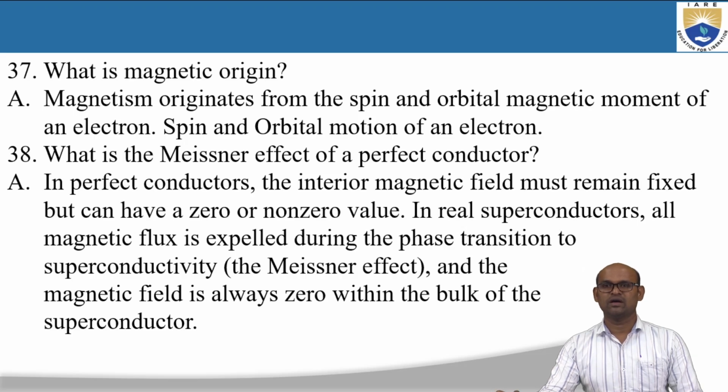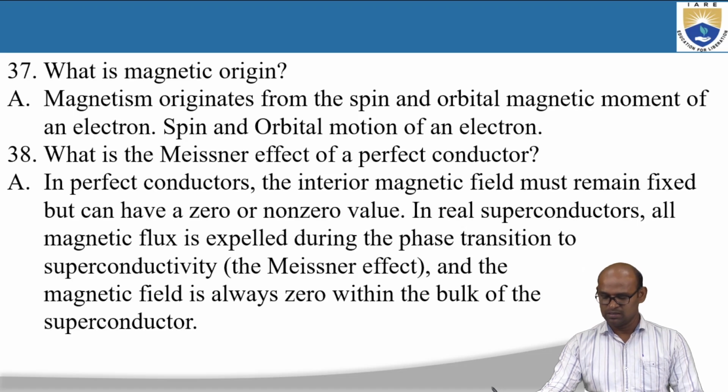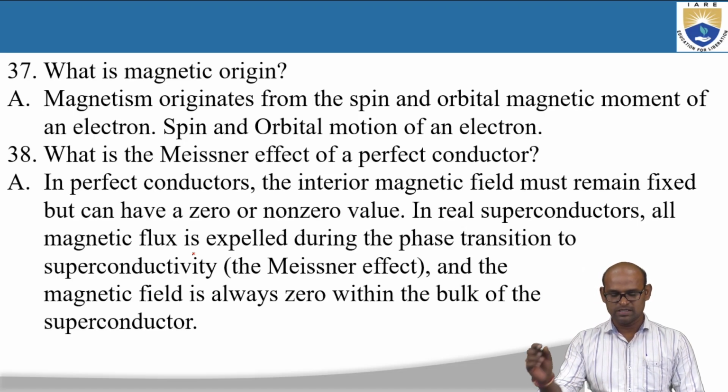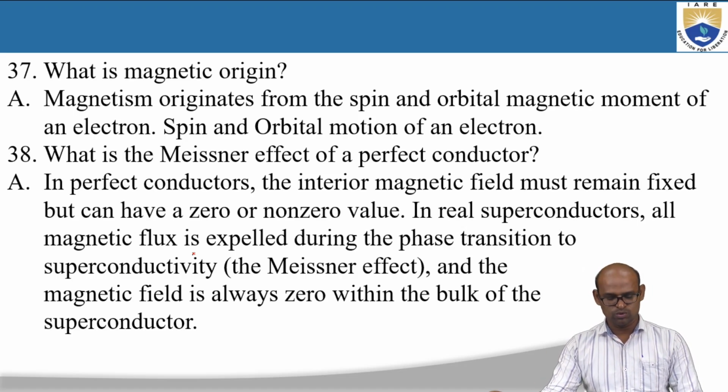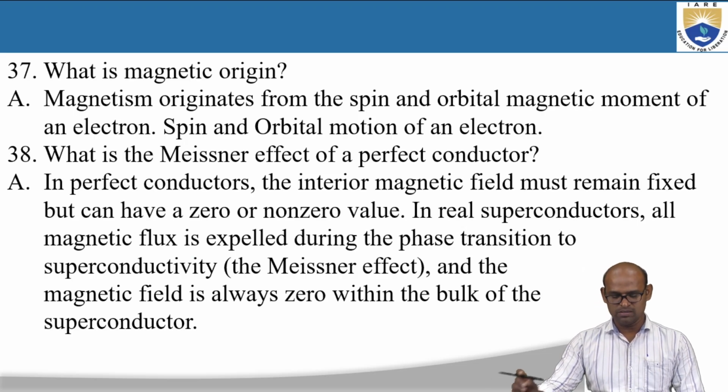What is the Meissner effect of a perfect conductor? In perfect conductors, the interior magnetic field must remain fixed but can have a zero or non-zero value. In real superconductors, all magnetic flux is expelled during the phase transition to superconductivity, and the magnetic field is always zero within the bulk of the superconductor.